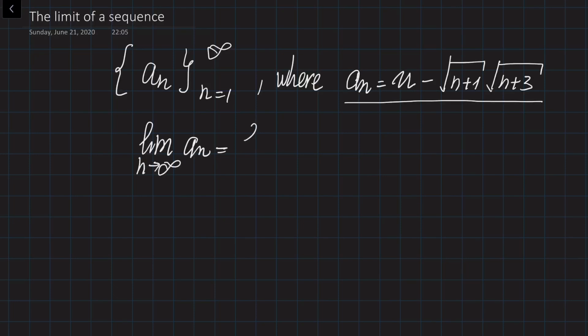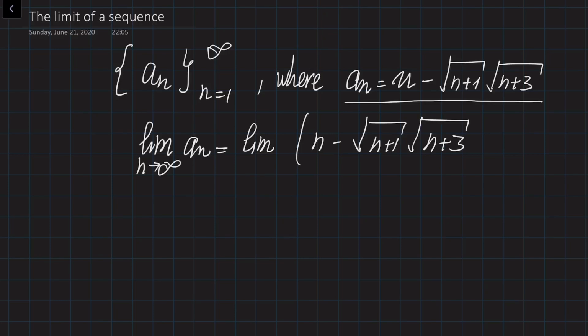So it is going to be the limit of n minus square root of n plus 1 times square root of n plus 3 when n goes to infinity. If you look at this limit, if we just substitute n into the first and the second term of this limit, it would go to the infinity minus infinity form, right? So it is not one of the so-called indeterminate limits we can handle directly.